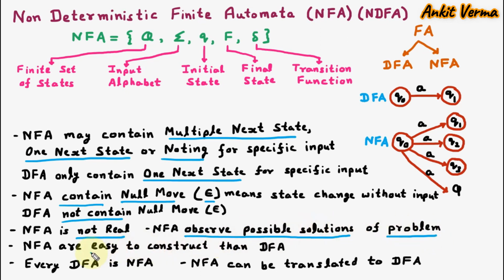NFA are easy to construct and NFA can be translated to the DFA. Every DFA is a NFA and the NFA has 5 elements, which is finite set of states, input alphabet, initial state, final state and transition function.